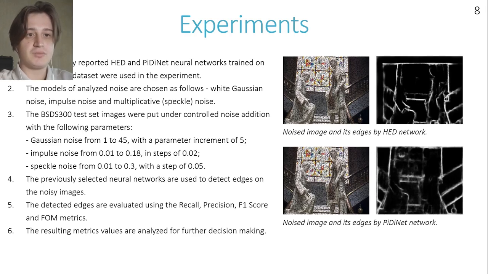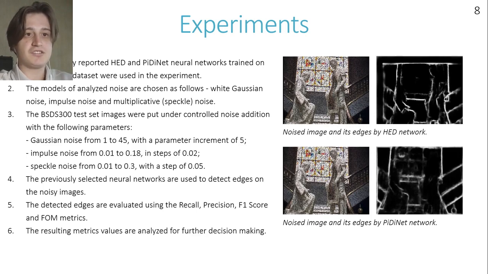Gaussian noise was varied from 1 to 45 with a parameter increment of 5. Next, impulse noise from 0.01 to 0.18 in steps of 0.02. And finally, the speckle noise from 0.01 to 0.3 with a step of 0.05. The previously selected neuronal networks are used to detect edges on the noisy images.